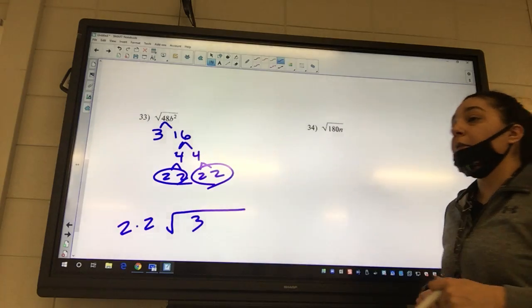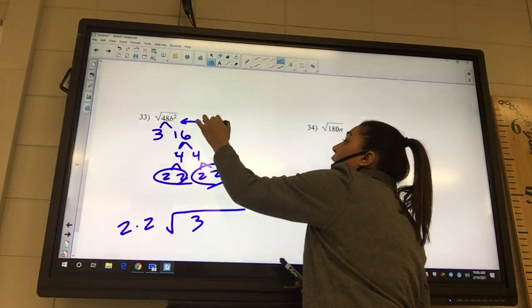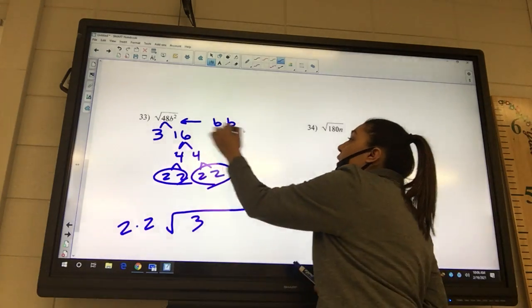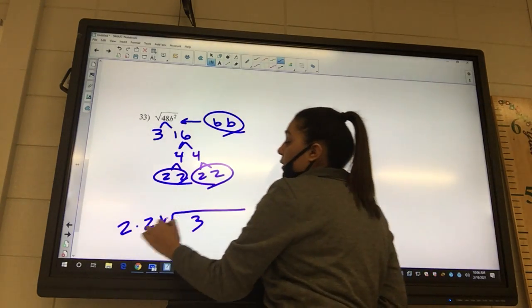How many B's do we have? We have 2. So right here it's really B and B. So can they go? Yeah, it works the same with just the letters. So we can circle it, and 1 goes on the outside.